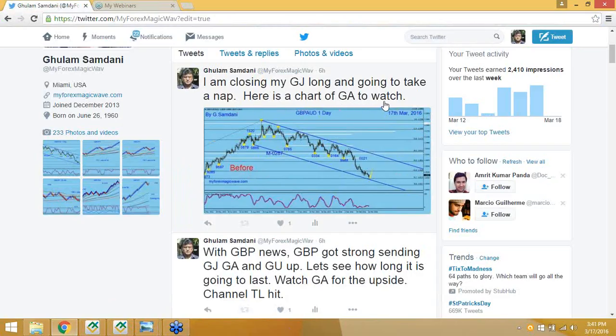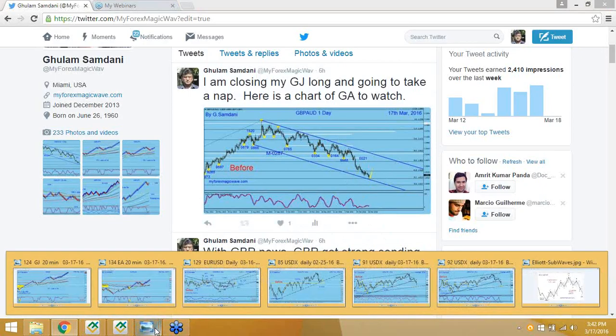Here's a chart of GA to watch. There's something else: GA pound Aussie also makes a setup. So I sent this chart to my subscribers. Also, you see here with the news, I tweeted the GA, GJ, GA, and GU went up. I have trades on GU too, but I don't want to show it because the video is going to get very long. Maybe I'll show you another one here.